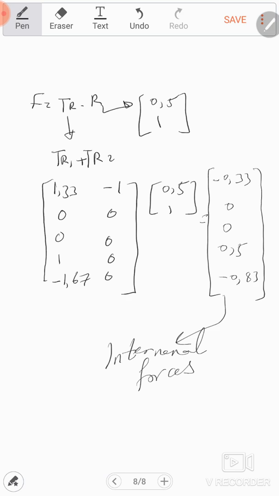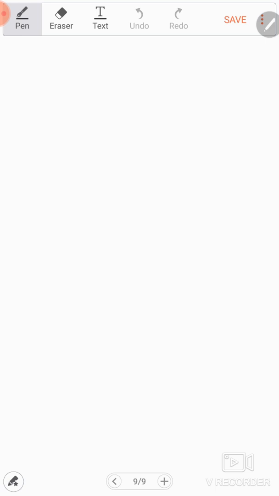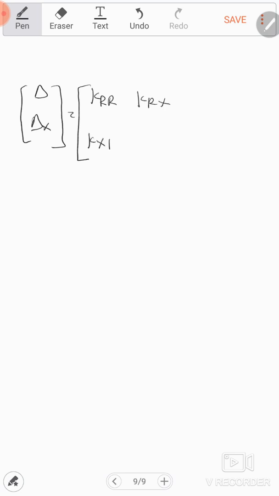Okay, now I go to find the displacement at node A. The rule is delta r and delta x equal KRR, KRX, KXR, and KXX times the R matrix. Or actually I should write for you the general rule. This is the general rule I will depend on to find the displacement.